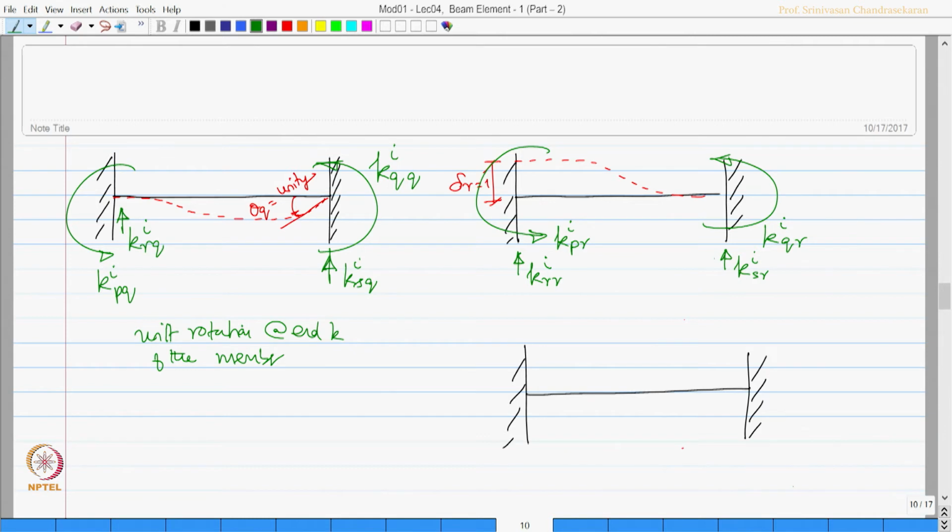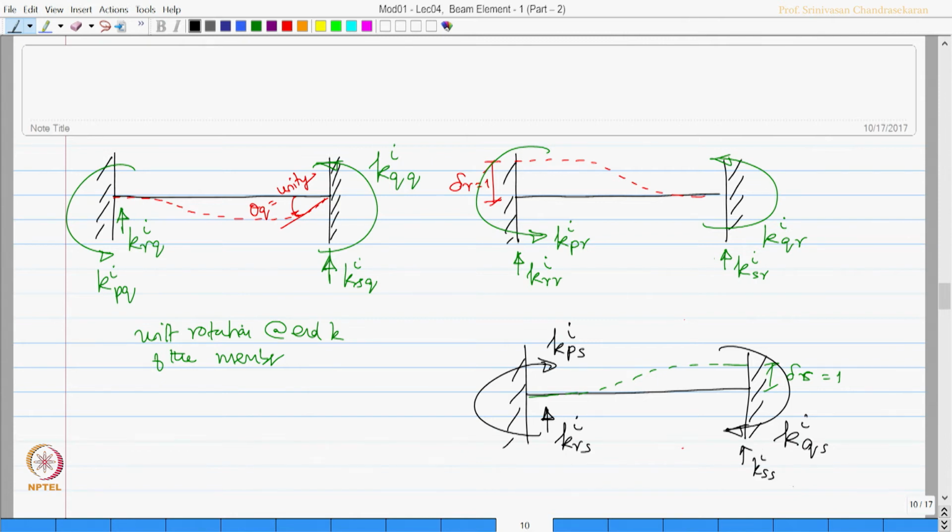Similarly, on the other hand, let us try to have unit displacement here. Say this is my delta S, which is unity. So, now I am going to mark the degrees of freedom and the moments, which is K Q S I, which is K P S I, which is K R S I, and K S S I.